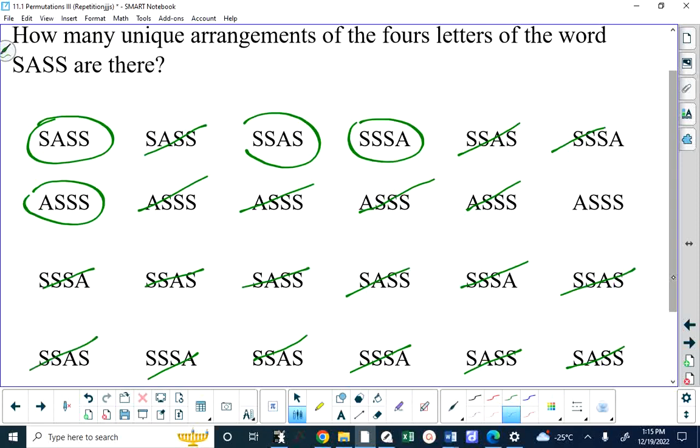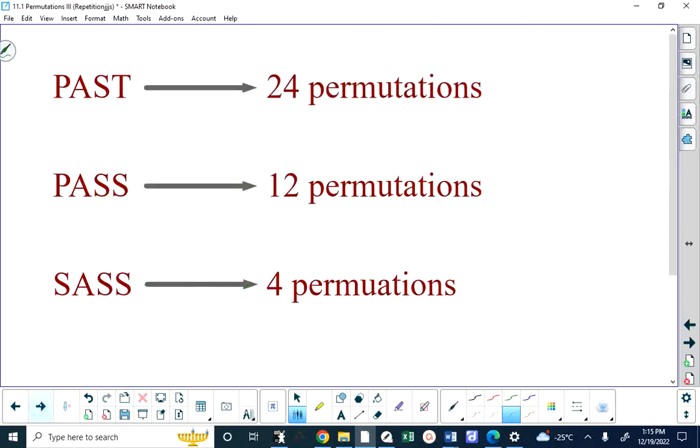How many are we down to here? 4. And to many of you, does that make sense, that since only one A is there and the rest are S's, the A can be in the first, second, third, or the fourth spot? Okay, so now the question is, and I want to see if you can figure this out, what do you do to the number of permutations of all 4 letters if all of a sudden you have 4 letters and 2 are identical? How do you go from 24 arrangements to 12?